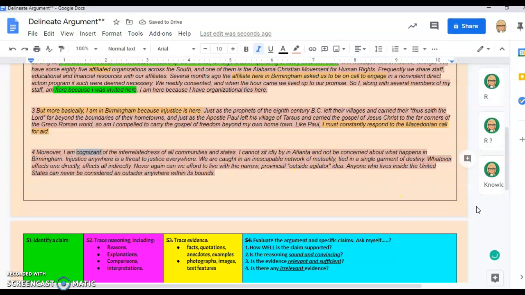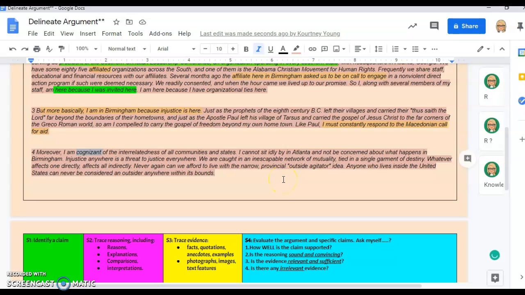So I'm cognizant of the interrelatedness of all communities and states. I cannot sit idly by in Atlanta and not be concerned about what happens in Birmingham. Injustice anywhere is a threat to justice everywhere. We are caught in an inescapable network of mutuality, tied in a single garment of destiny. Whatever affects one directly affects all indirectly. Never again can we afford to live with the narrow provincial outside agitator idea. Anyone who lives in the United States can never be considered an outsider anywhere within its bounds.